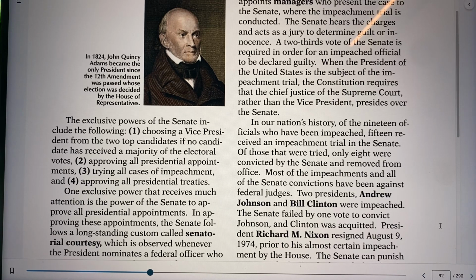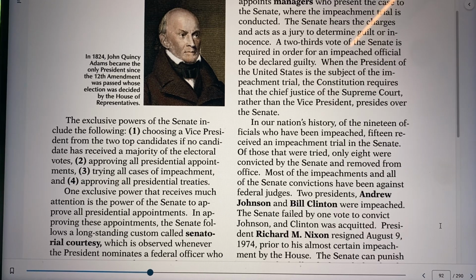When a president is to be impeached, the Constitution requires that the Chief Justice of the Supreme Court preside, rather than the Vice President, because the Vice President, remember, is the president of the Senate. So the Vice President can't have anything to do with the impeachment of the president, because the Vice President works with the president, right? So the Chief Justice will come in that case. Otherwise, if it's a judge or someone else, then the Vice President can preside over the trial. So we're talking about a serious deal, huh?